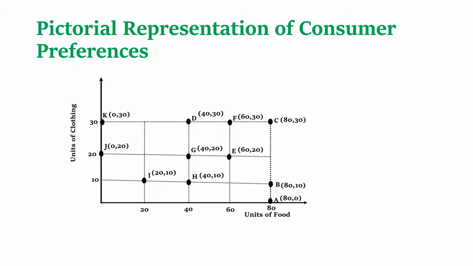Now let's compare point C and point E. At point C, the consumer consumes more of both goods than at point E. Sorry, I misspoke earlier. So because it consumes more of both goods at point C than at point E, we say at point C, the consumer is better off than at point E. So every rational consumer would like to be at point C rather than at point E.